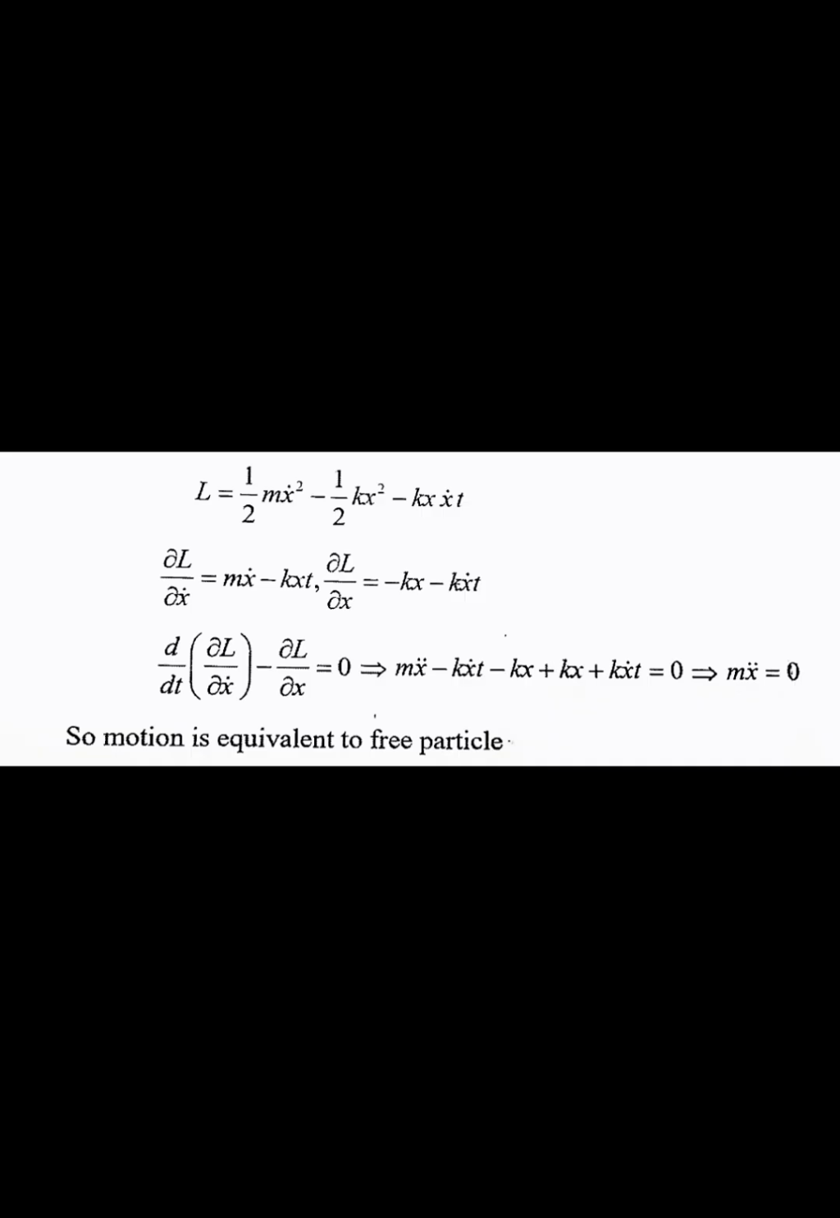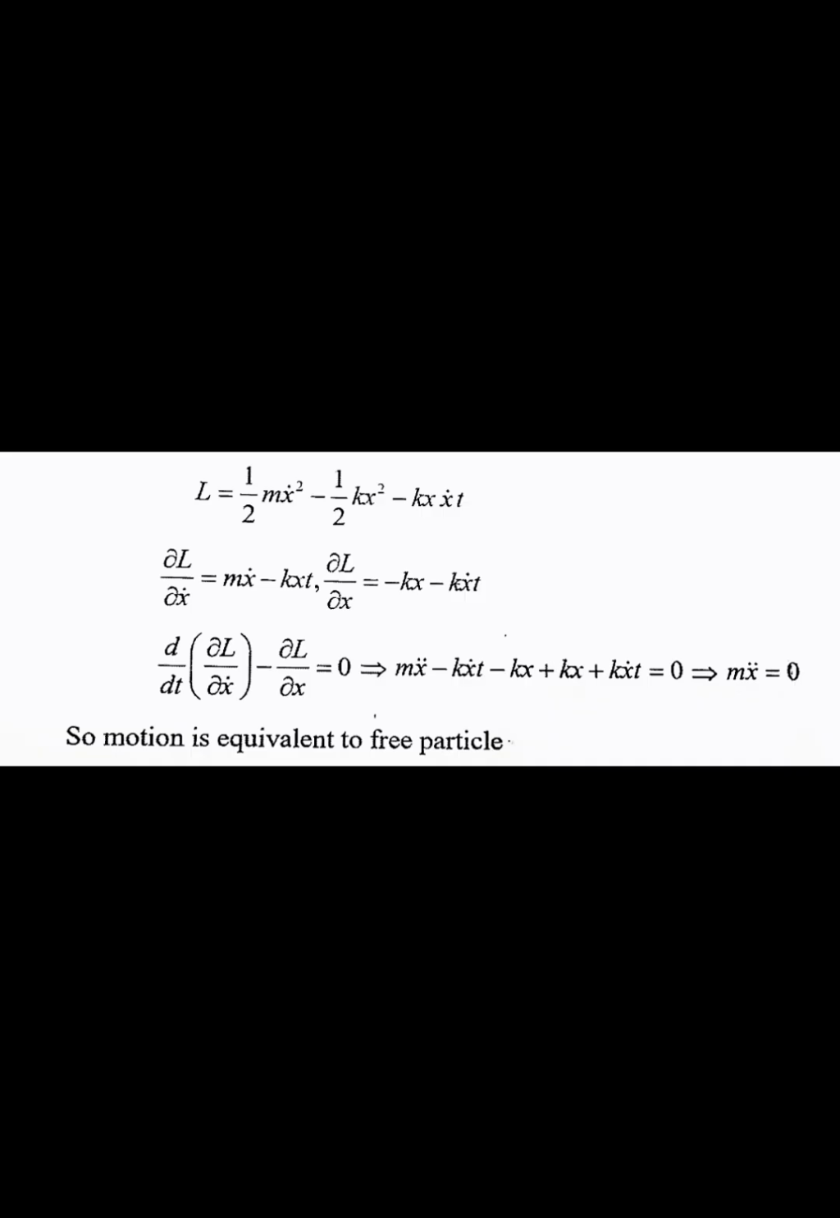The other options are wrong, because for an undamped simple harmonic oscillator the equation is mẍ + kx = 0, but here we get mẍ = 0, so it is not an undamped simple harmonic oscillator. And for a damped simple harmonic oscillator there should be a term proportional to ẋ. There is no such term here, so it is not a damped harmonic oscillator either. So the only correct option is D, that is, it describes the free particle.